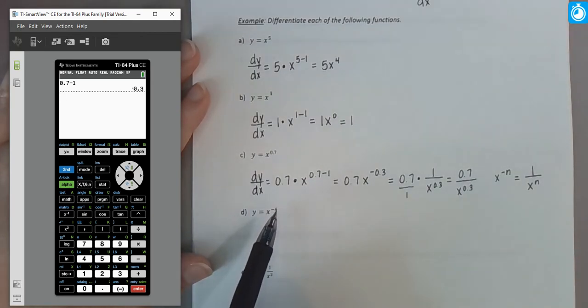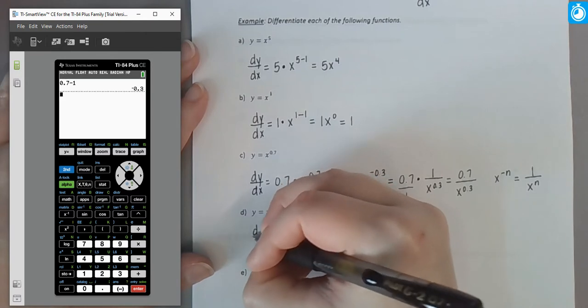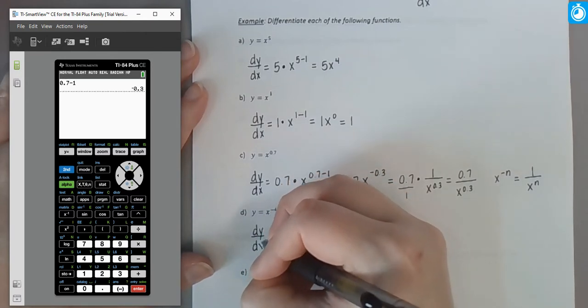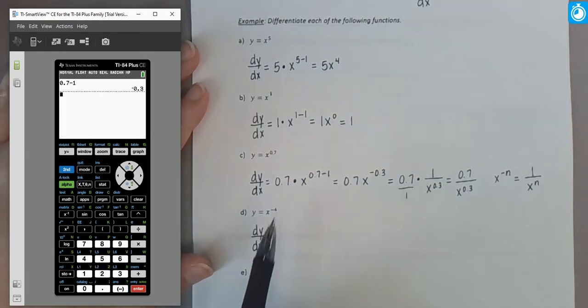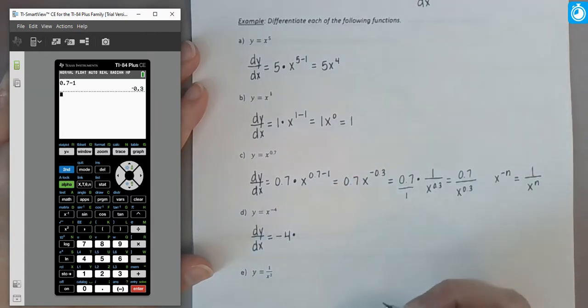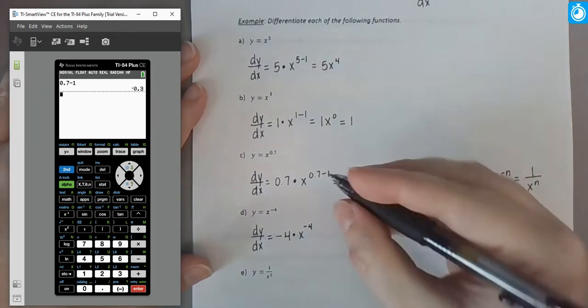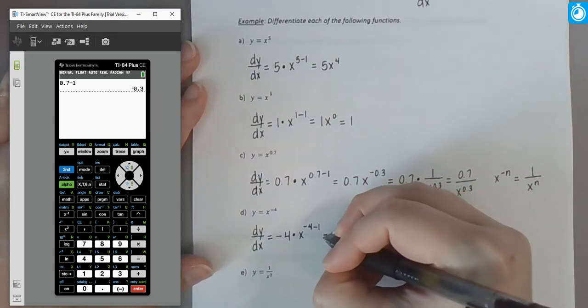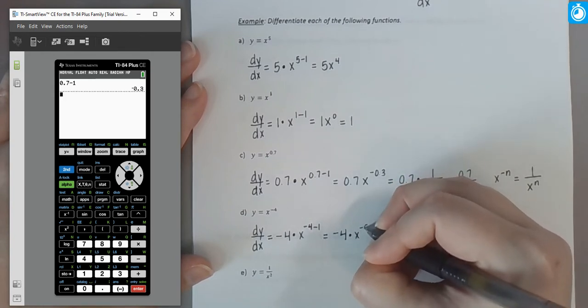Now what if we start with a negative exponent? Again, same idea. The rule applies in the same way. The rule is based on the structure of the function, not the specific numbers that we're seeing. So we have a variable base raised to a constant power. We bring down the exponent, so that's going to be negative 4. And then we multiply by our base, raised to the power of the original exponent, minus 1. So that's going to be negative 4 times x to the negative 5.